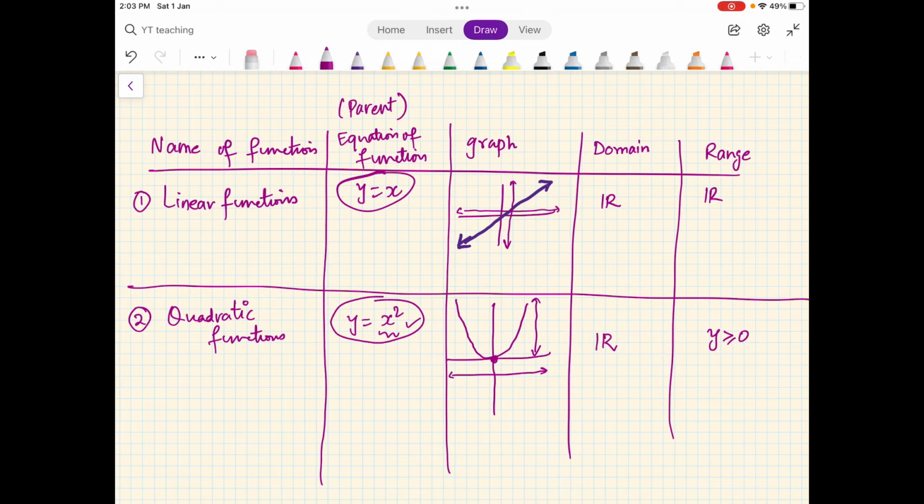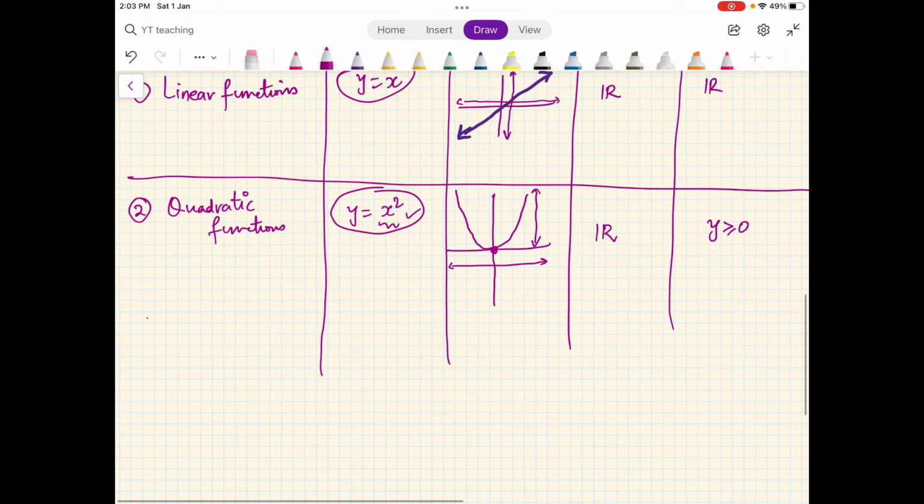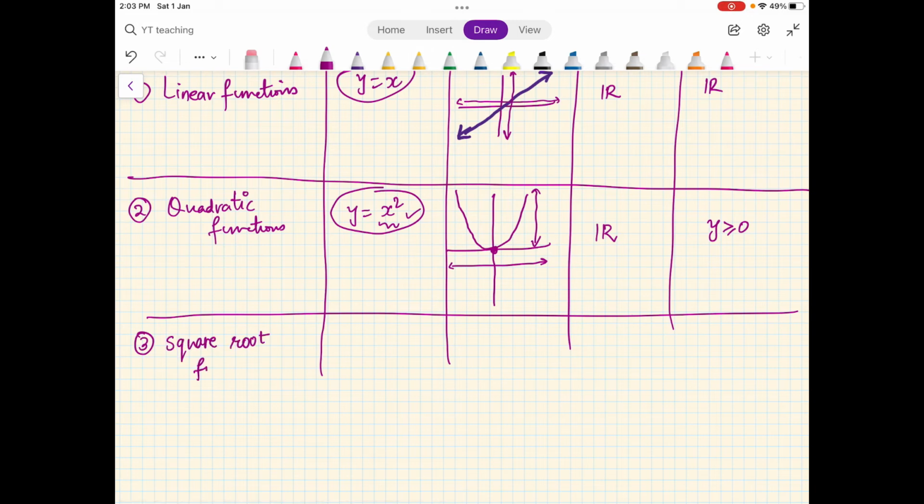Fine. And then the third one is the square root function. So what is a square root function? We have something like this: y equals square root of x. If you make a graph for this function, you will see that only positive x can give you a real value of y, so you get only positive values of y. It's like this.